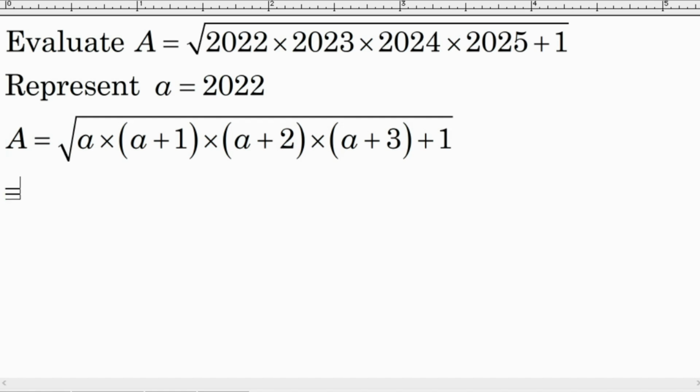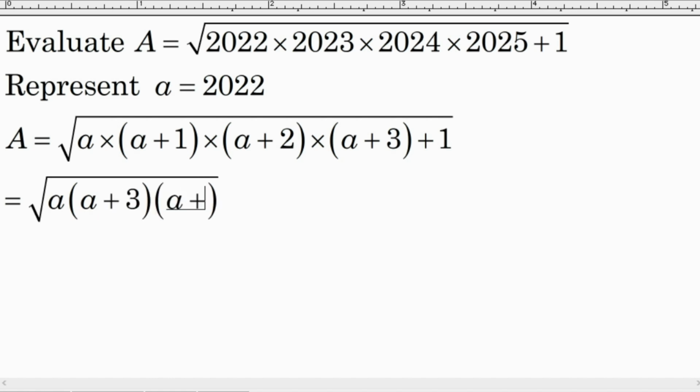When we have it in terms of a, the numbers look smaller and it's easier for us to calculate. Okay, next, here is an important part, a trick that we can use to solve this question. How can we simplify it? First, I group a closer to a plus 3. That is the trick, and we keep a plus 1 next to a plus 2. Then we plus 1.